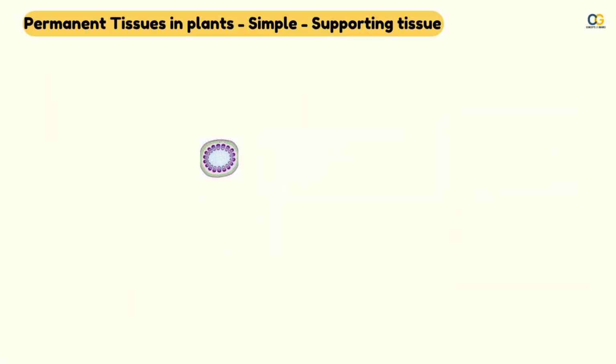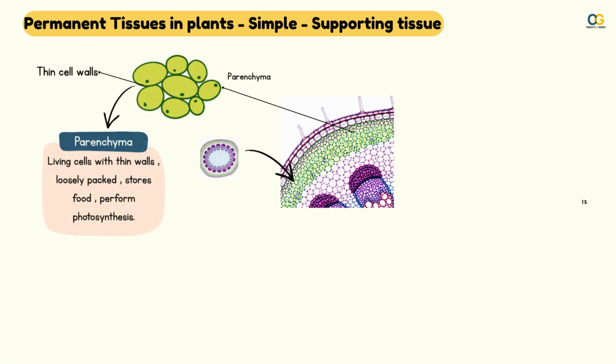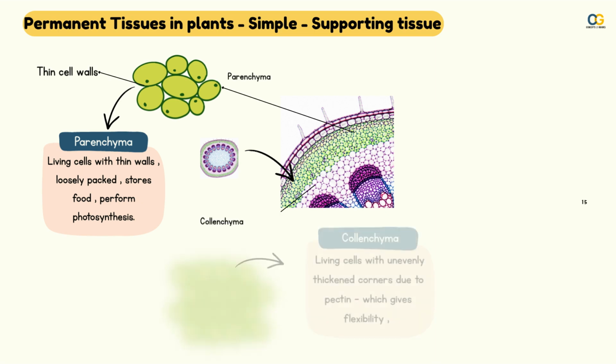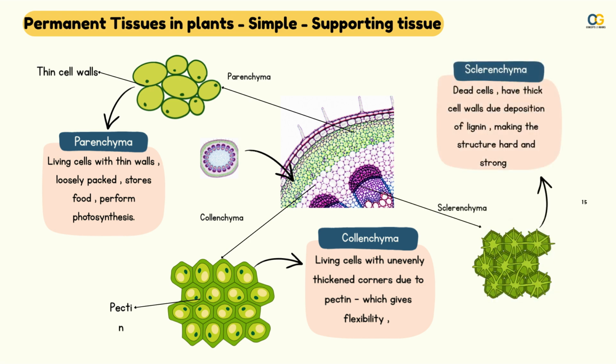Moving on to the supporting tissue, the second layer in the cell, there are three types of tissues here. Parenchyma, which have thin cell walls, are living cells which are loosely packed and store food, perform photosynthesis. Collenchyma are living cells with unevenly thickened corners due to the deposition of pectin, which gives the stem its flexibility. Sclerenchyma are dead cells and have thick cell walls due to deposition of lignin, which makes the structure hard and strong, as we see in big plants.